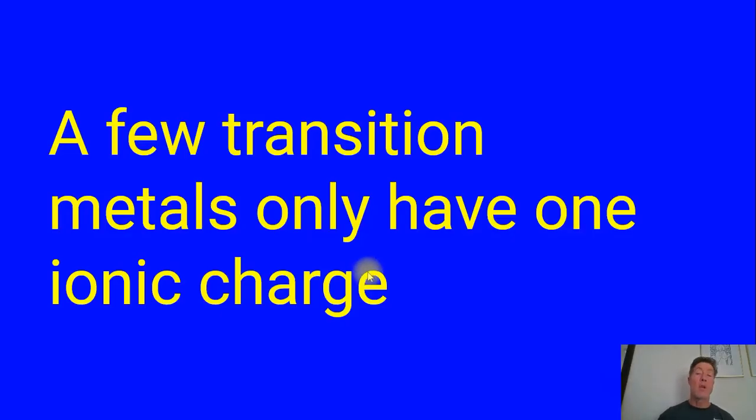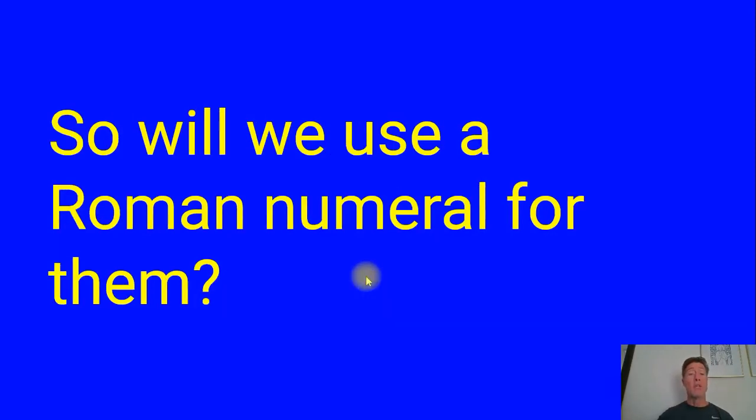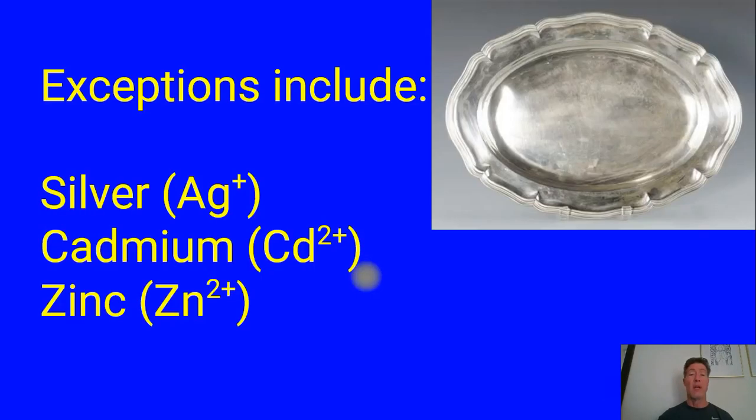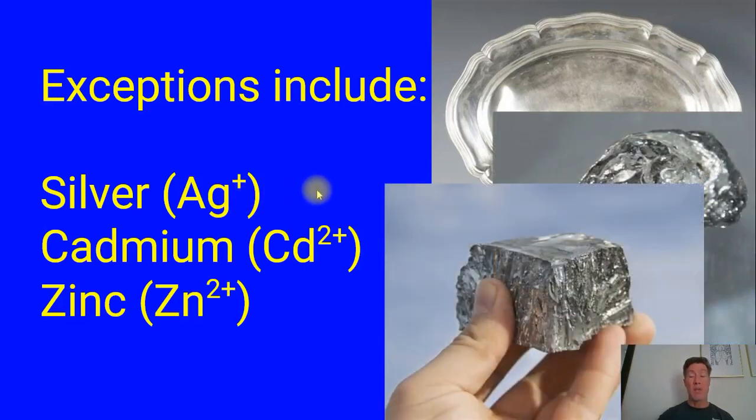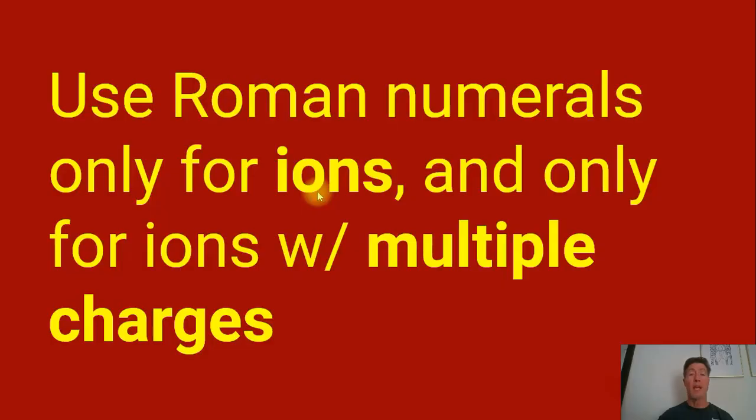There are a few transition metals that only have one ionic charge. That's great. So would we still use a Roman numeral for them? No, of course not. It's unnecessary. These exceptions include silver, which tends to be a +1, cadmium, which is a +2, and zinc, which is another +2. Okay, so remember, we use Roman numerals only for ions, not molecules, and only for ions with multiple charges. So if it's an ion with a single charge, like silver, we don't use a Roman numeral.